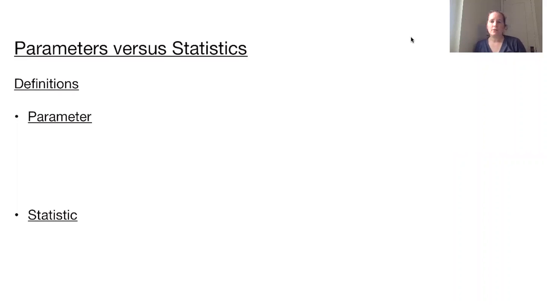Welcome to parameters versus statistics. So quickly, let's just take a look at the definitions. A parameter is a numerical summary of the population data.